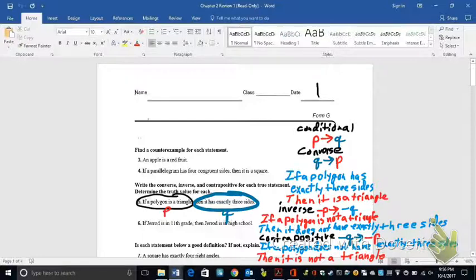And being that the definition of a triangle is a polygon with exactly 3 sides, the converse is true, the inverse is true, and the contrapositive is true. So technically, we could do this as a true biconditional, and we could say a polygon is a triangle if and only if it has exactly 3 sides.